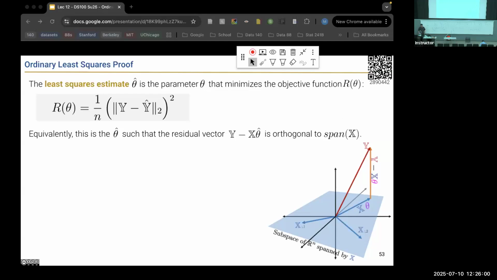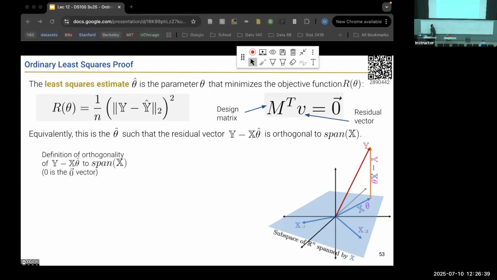So in our case, y minus y hat is orthogonal to the span of X. And y hat is X theta, so y minus X theta is orthogonal to the span of X. Here my X is playing the role of M in the definition from the last slide, and y minus X theta, which is a vector, is playing the role of V. Using this, we can solve for what the optimal theta is. This is where we end today.